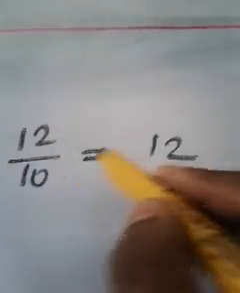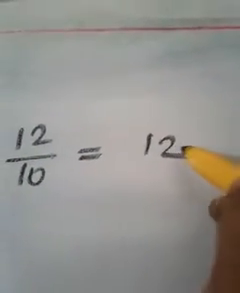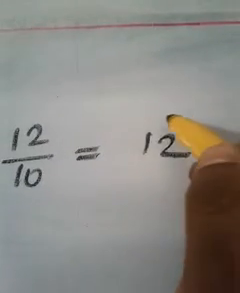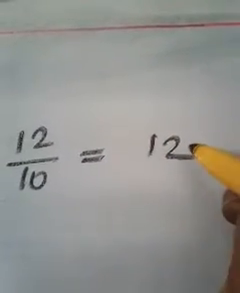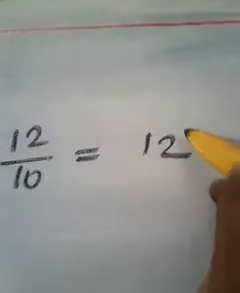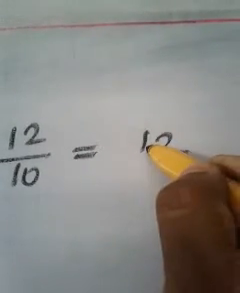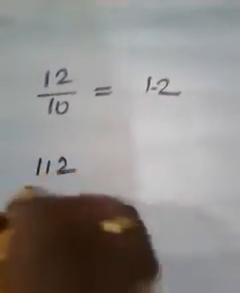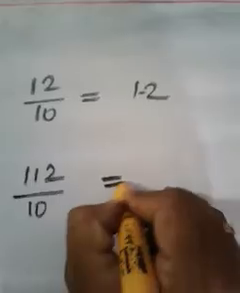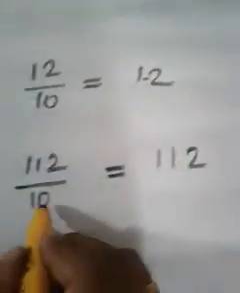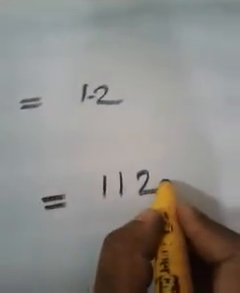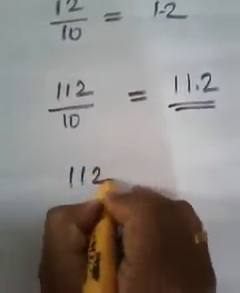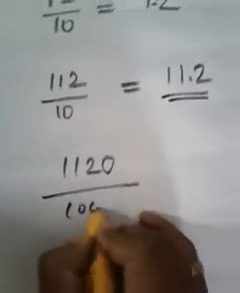One zero. So you have to count from the rightmost side. This is the rightmost side. Since there is one zero, count one position from right to left. So this is the rightmost. Count one position, and here you can put the decimal point. So the answer will be 1.2. Then what is 112 divided by 10? 112 as it is. How many zeros? One. Count from the rightmost side. One. The answer is 11.2. What is 1120 divided by 1000?